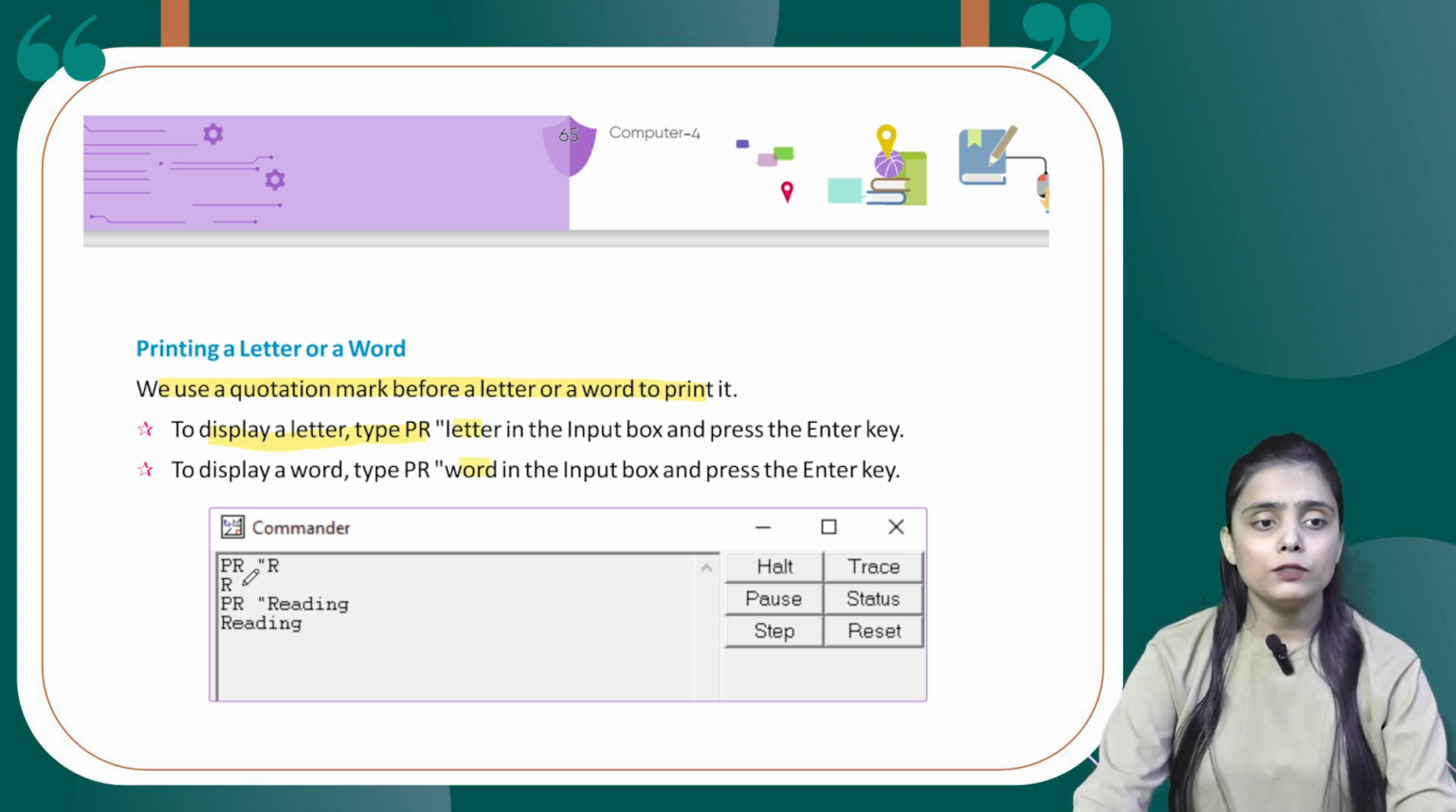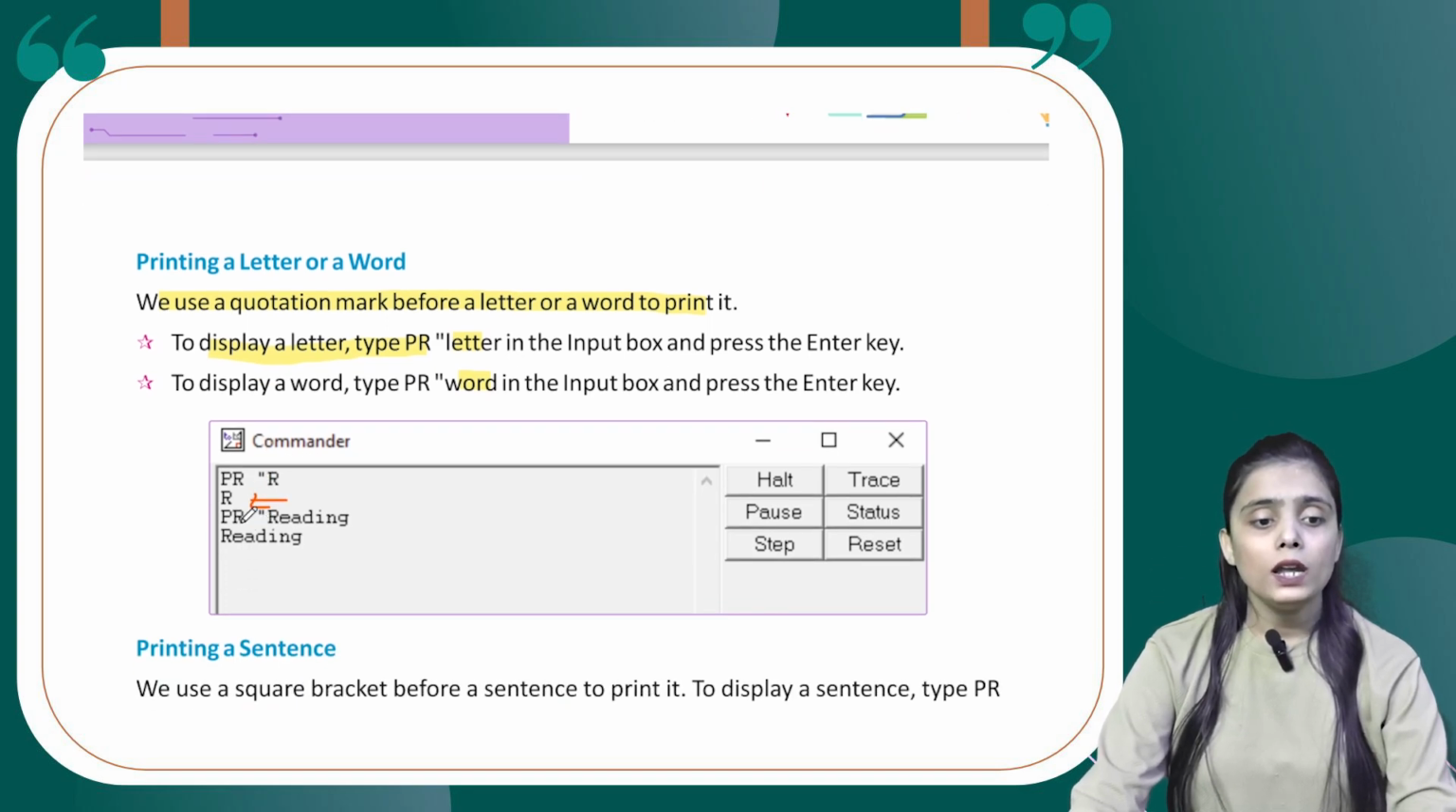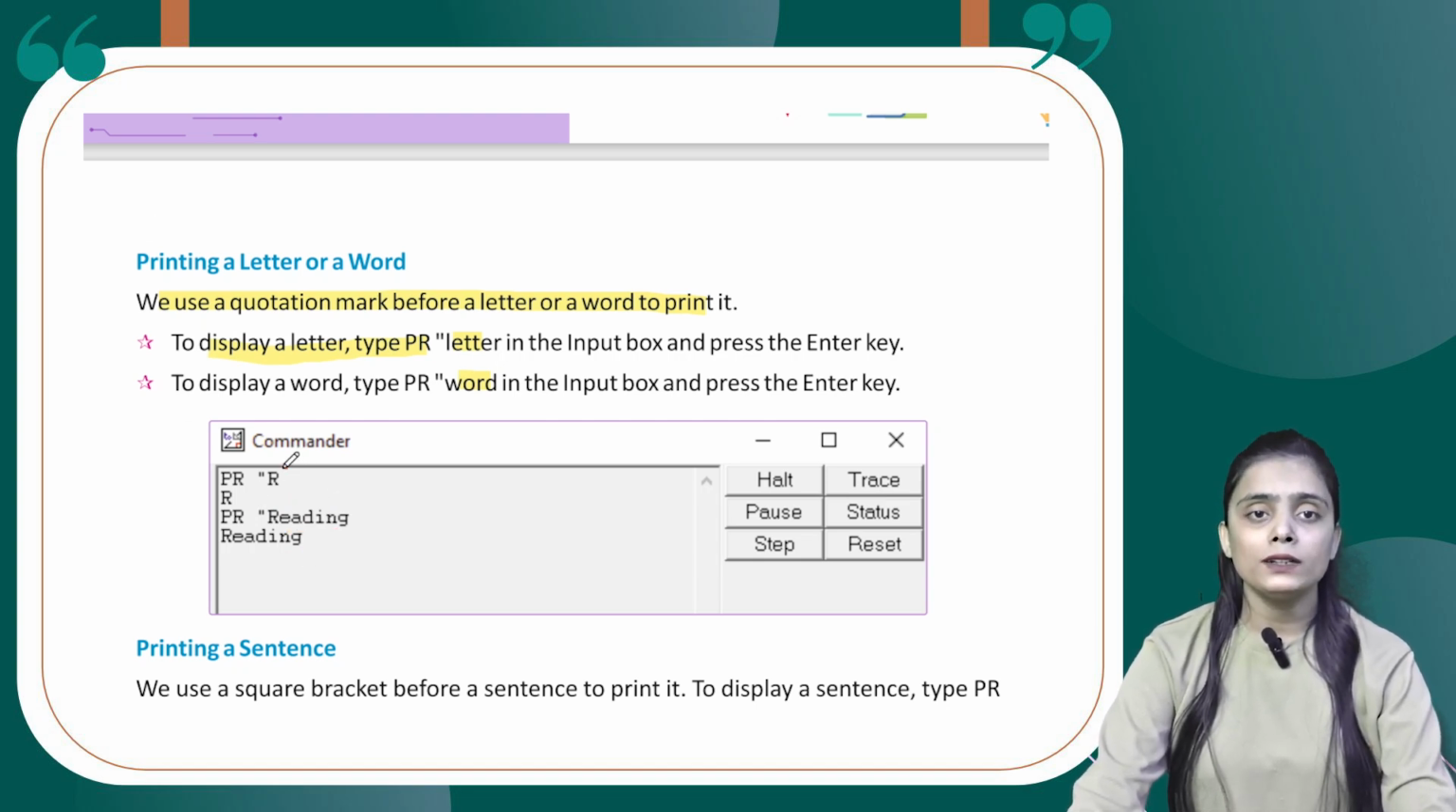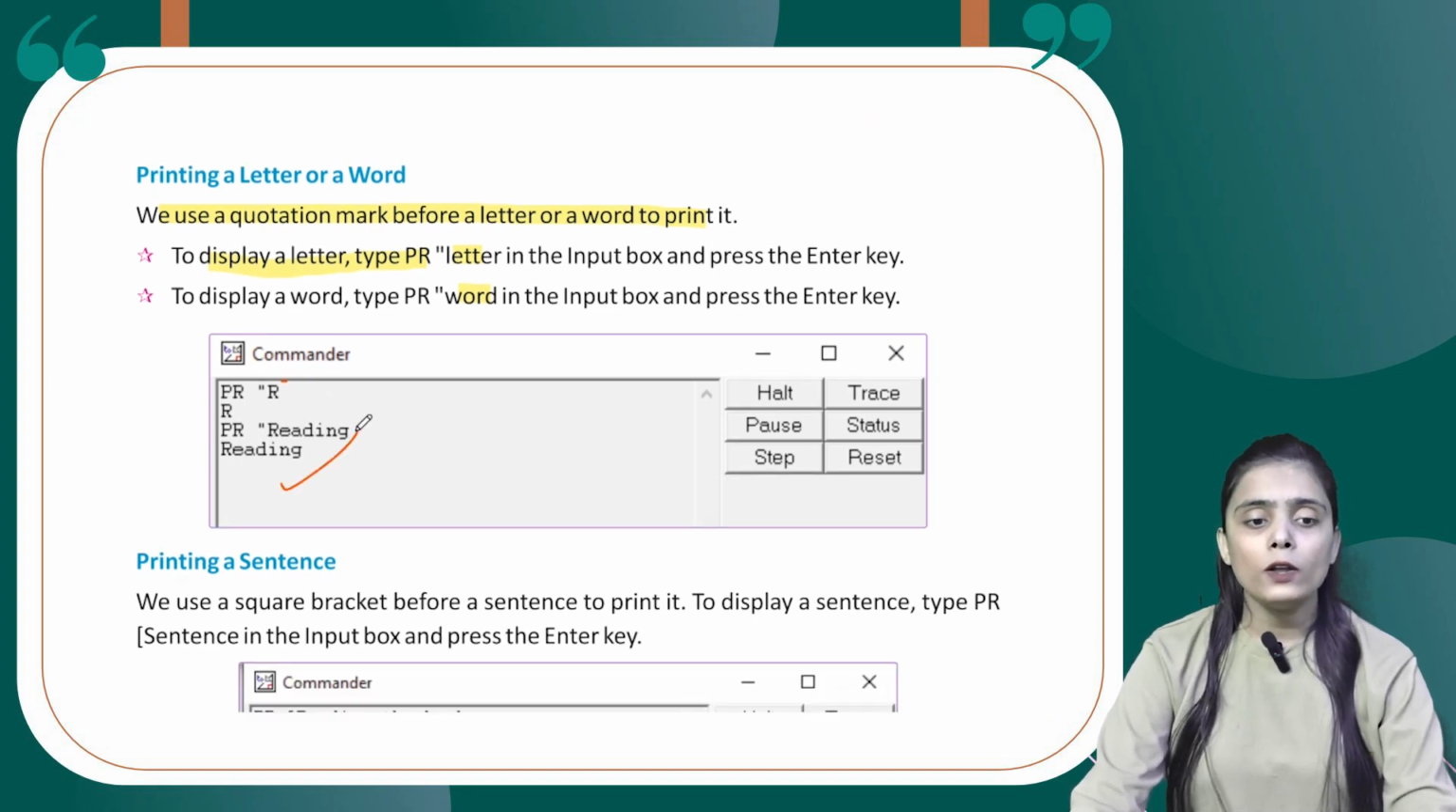So here what you have to do, first of all type PR and you can see the double quote and a letter and you can see the outcome R. Again, if you want to print a word, so what will you do, PR and then you have to type the word, but before that you have to type double quote and then you can see the output reading. So यहाँ पे बच्चे दो केसेस हैं, अगर आपको लेटर प्रिंट करना है या वर्ड प्रिंट करना है. So in that case, if you want to print letter, you have to type the letter after double quote, and if you want to print a word, you have to type the word after double quote, but do not forget to mention the PR command. Okay, so I hope it is clear to all of you.